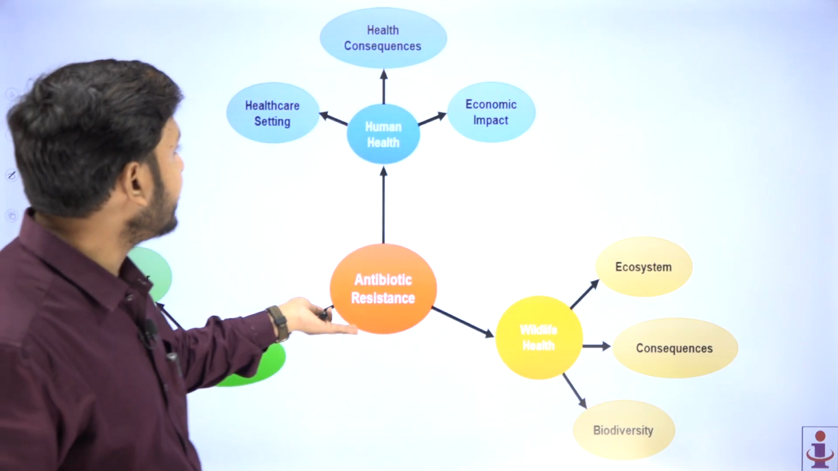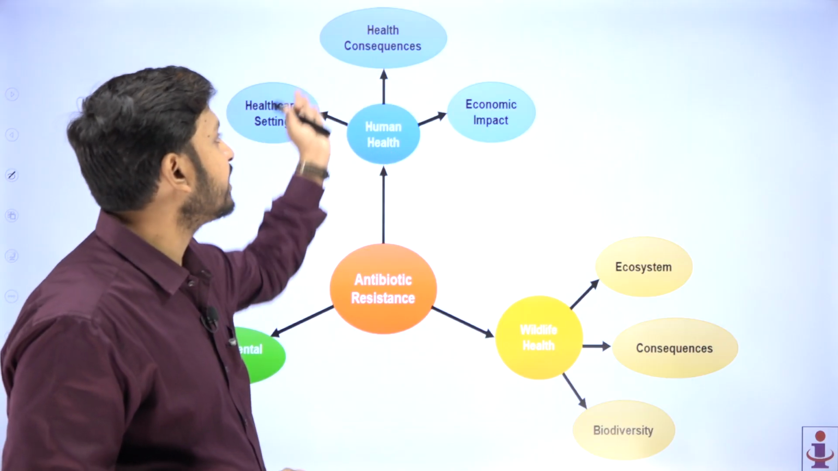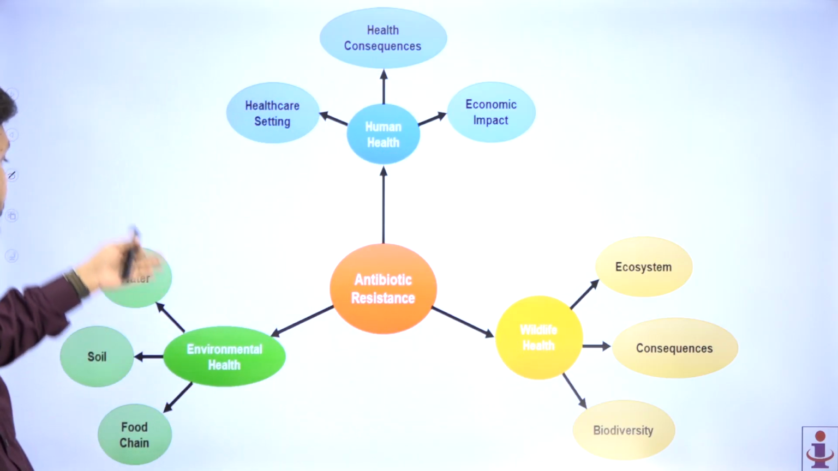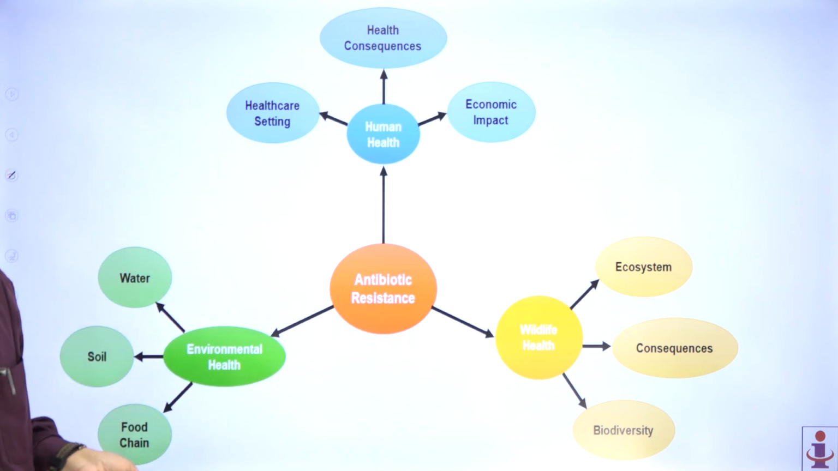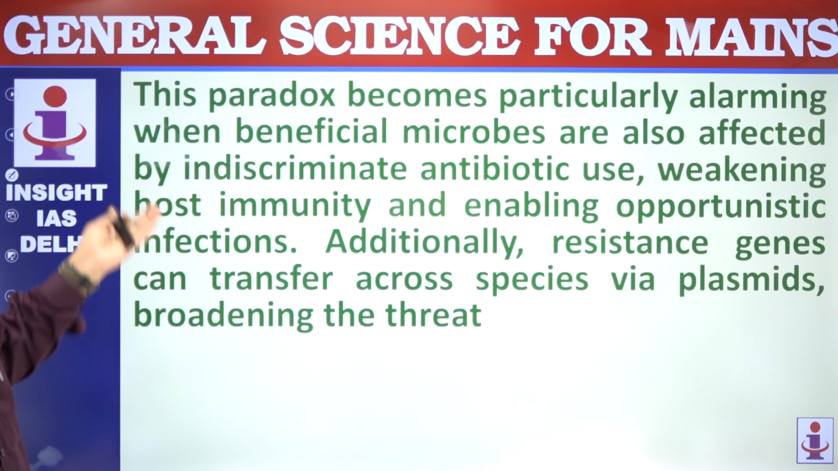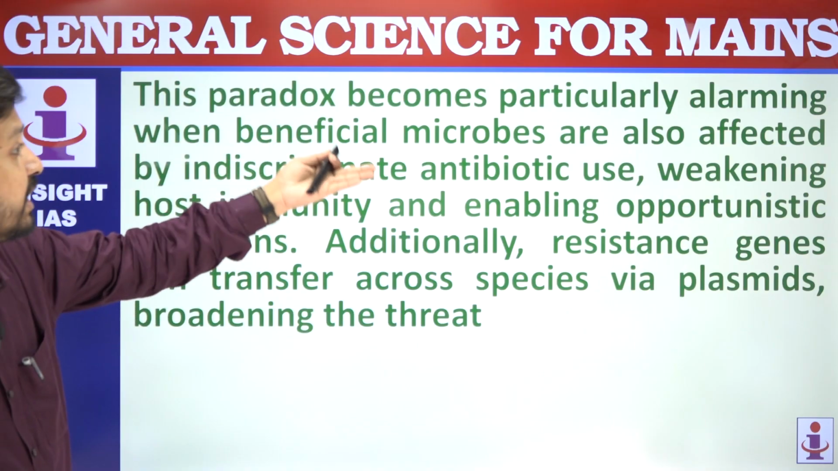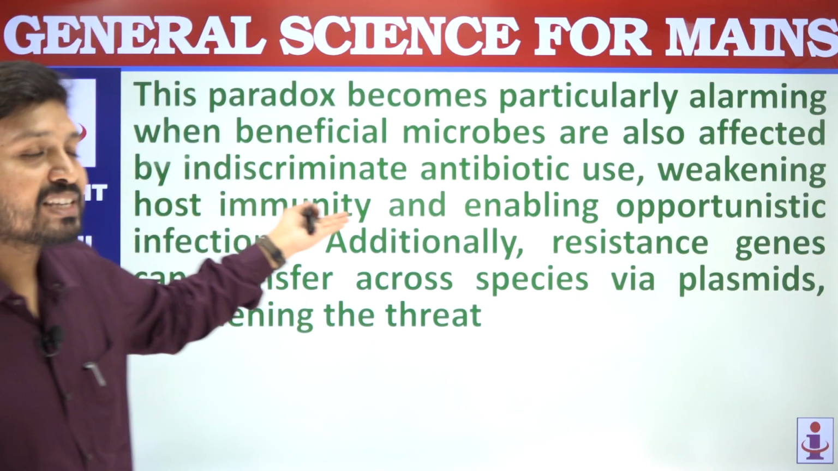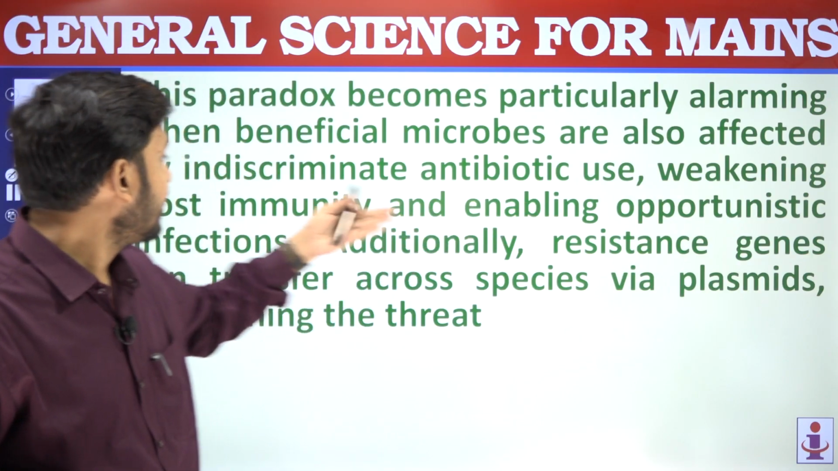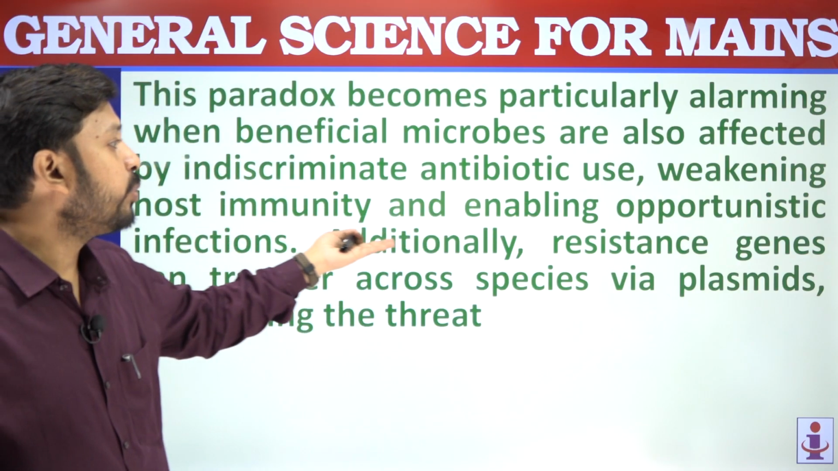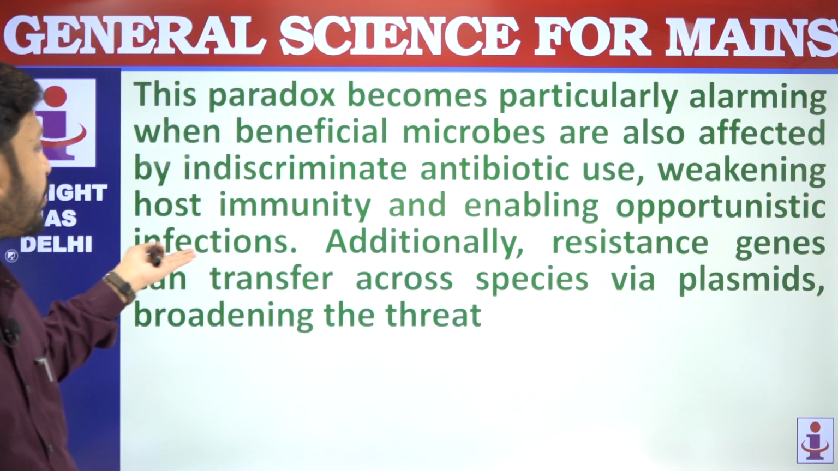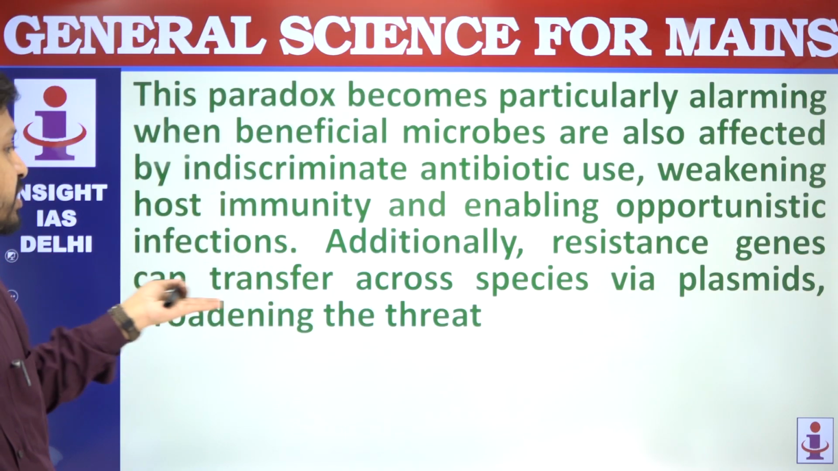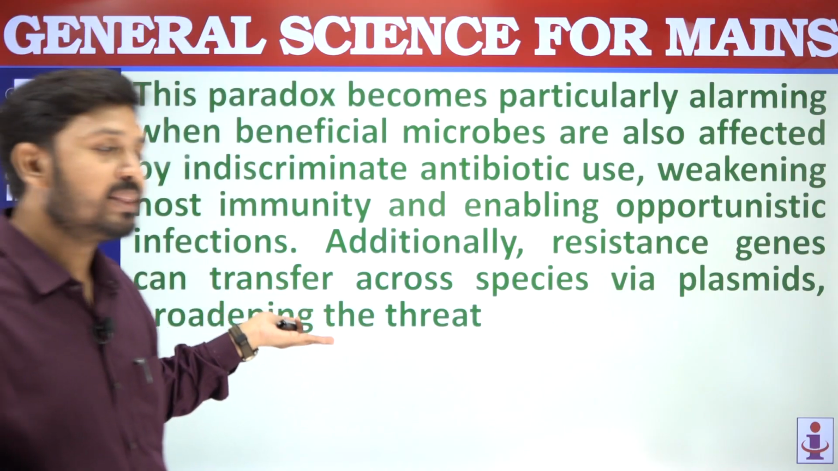For example, antibiotic resistance has different consequences on human health, on wildlife, and also on the environment. This paradox becomes particularly alarming when beneficial microbes are also affected by indiscriminate antibiotic use, weakening host immunity and enabling opportunistic infections. Additionally, resistant genes can transfer across species via plasmids, broadening the threat.